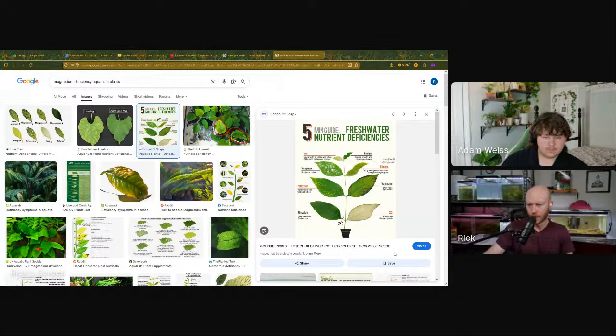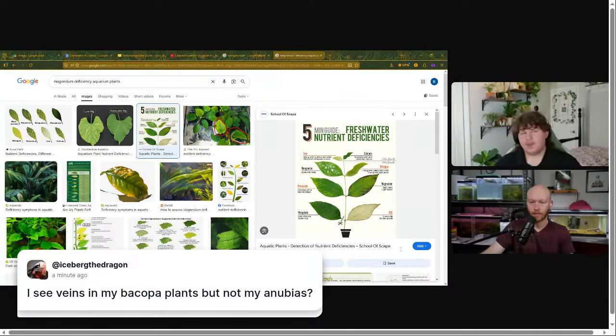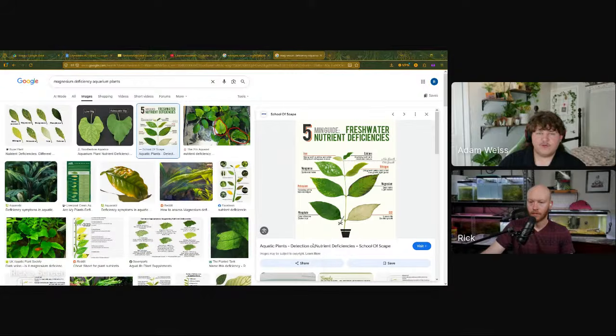They also say they see veins in Bacopa plants, but not Anubias. Bacopas grow faster than Anubias, so that might explain it. But Bacopa also have a completely different leaf structure, so they're not totally comparable. When I'm looking for plant deficiencies to outline a water parameter issue, I'm looking for new growth on slow growing plants. New growth on fast growing plants sounds like it would be the canary in the coal mine, but I tend to see that fast growing plants throw weirder problems, so they're not a good canary in the coal mine.